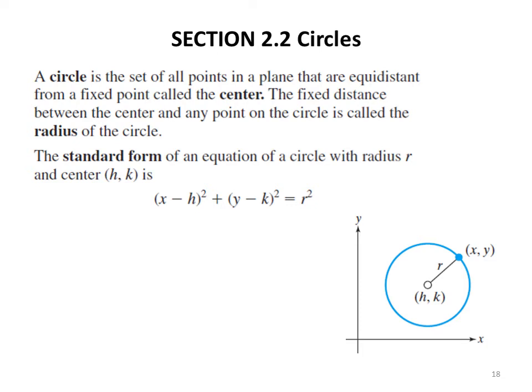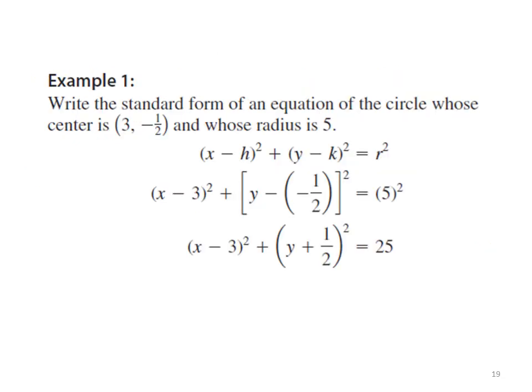The standard form is x minus h squared plus y minus k squared equals r squared. Whenever you have the circle written in standard form, you can identify the center, h, k, and the radius, which is equal to r. Let's take an example of the equation of a circle in standard form. We want to write the equation of a circle in standard form. The circle here has center equal to 3 and minus 1/2, and the radius is equal to 5.